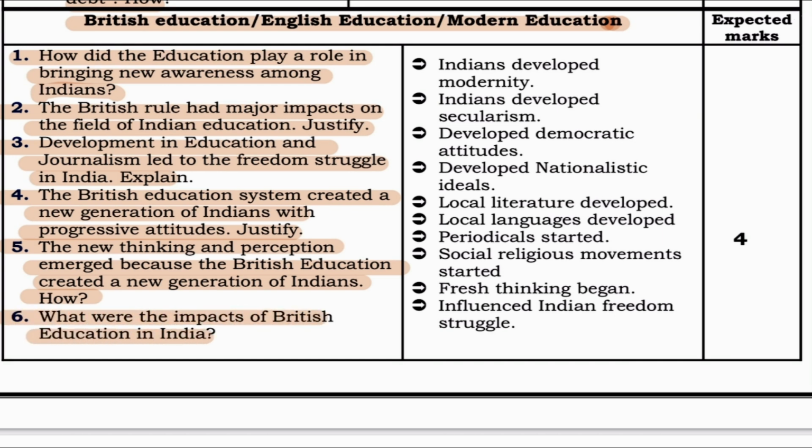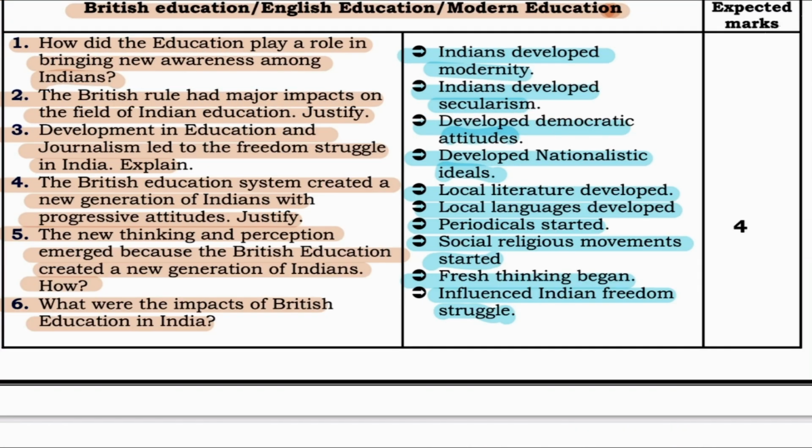For these 6 questions, single answer. Indians developed modernity, secularism, democratic attitudes, nationalistic ideals. Local literature developed, local languages developed, periodicals started, social and religious movements started, fresh thinking began, and it influenced the Indian freedom struggle. For these 6 questions, only a single answer for 4 marks.